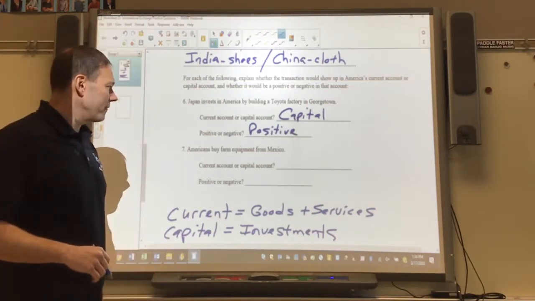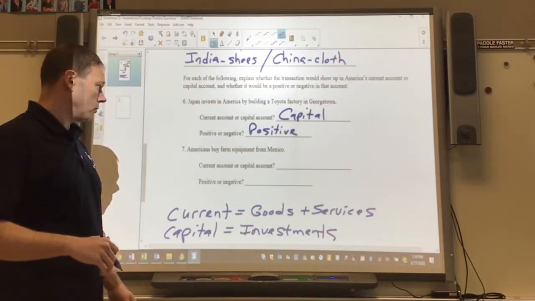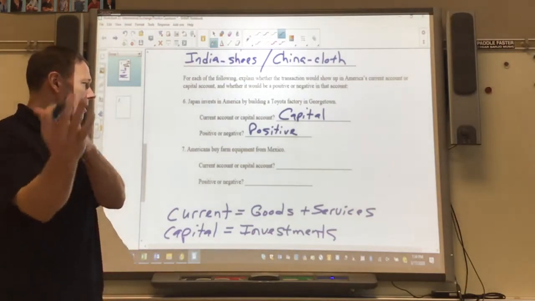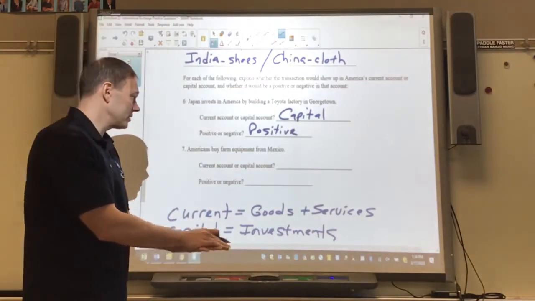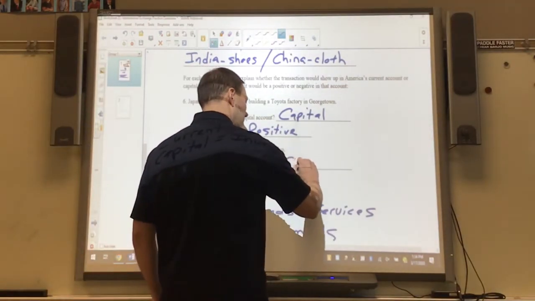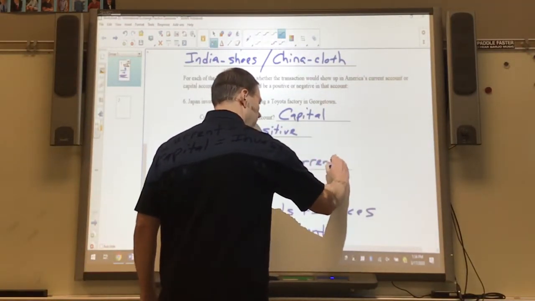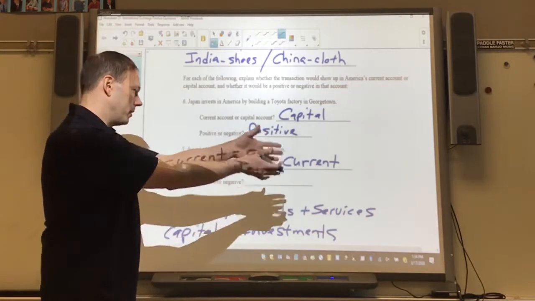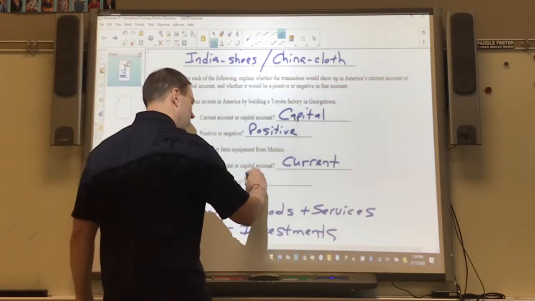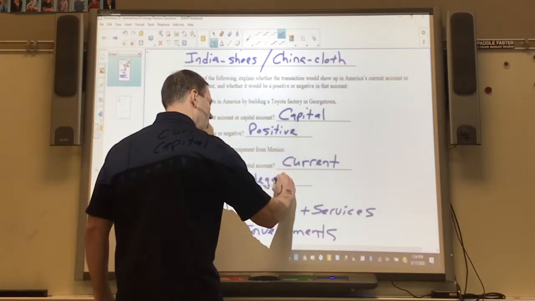Number 7, Americans buy farm equipment from Mexico. So Mexico's making the farm equipment, sending it to America. That's got to be the current account, because that's a good or a service, in this case a good. And we get the farm equipment, the money goes to Mexico, so that goes as a negative in our current account.